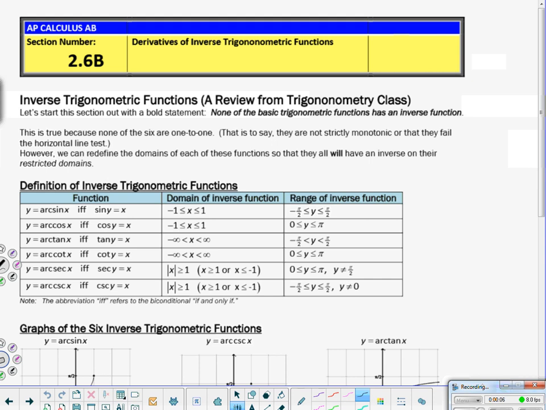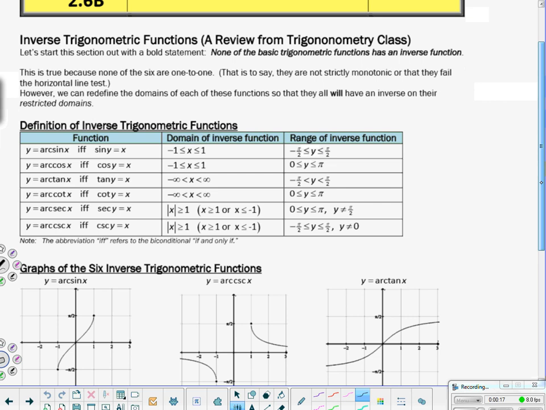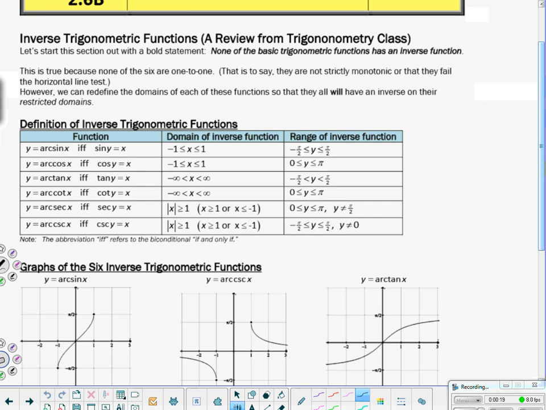Okay, welcome to 2.6b, and here today we are focusing on the inverse trigonometric functions and their derivatives. So first off, a little bit of introduction just about the inverse trig functions.